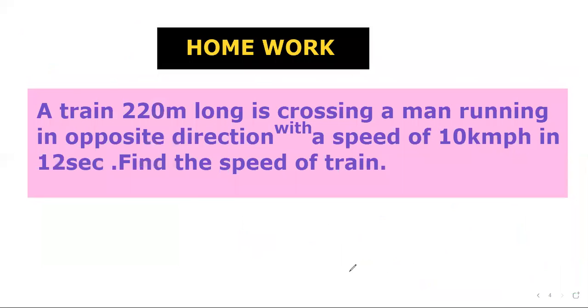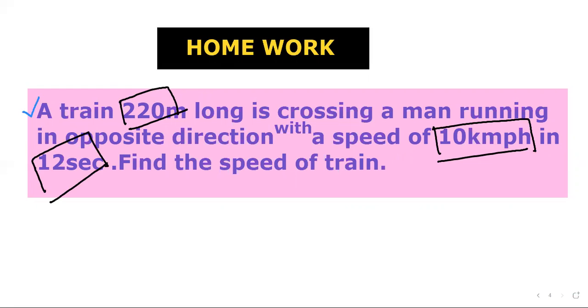Okay, so this is the homework problem for today's video. A train 200 meter long is crossing a man running in opposite direction with a speed of 10 kilometer per hour in 12 seconds. Find the speed of the train. Okay, so this is very similar to the problem that we solved right now.